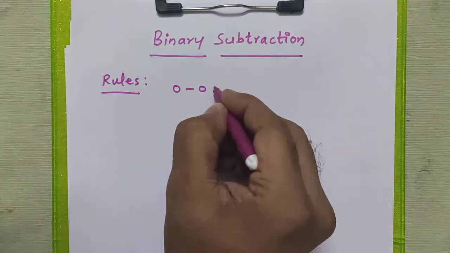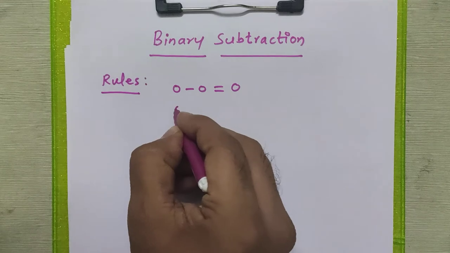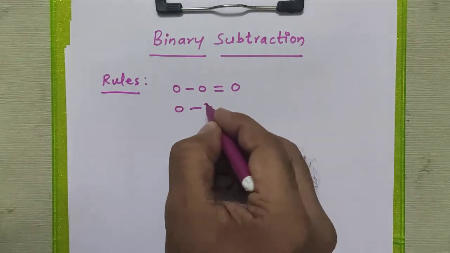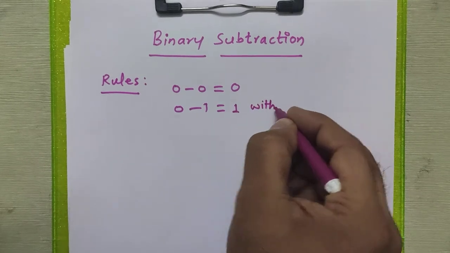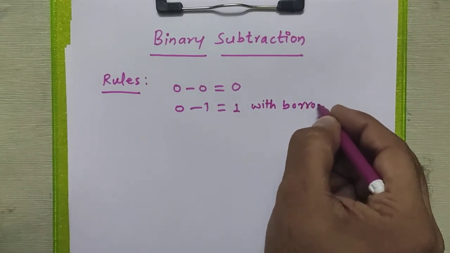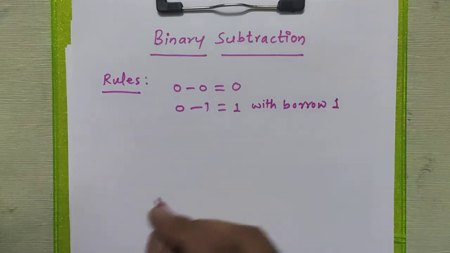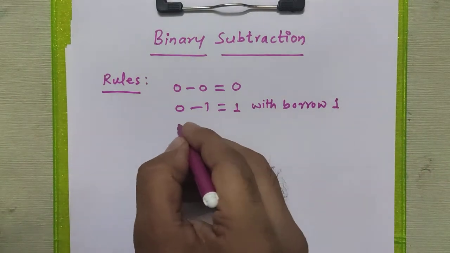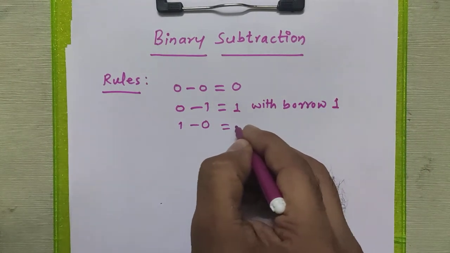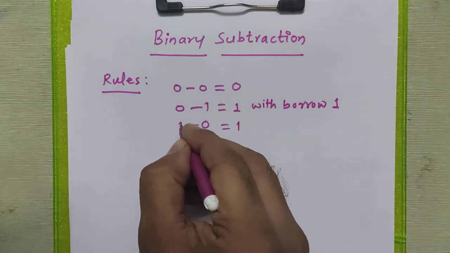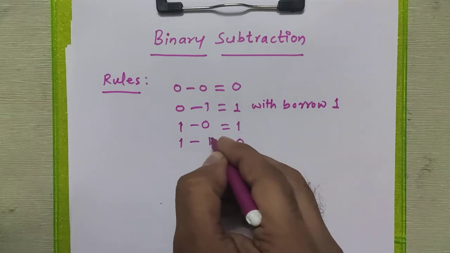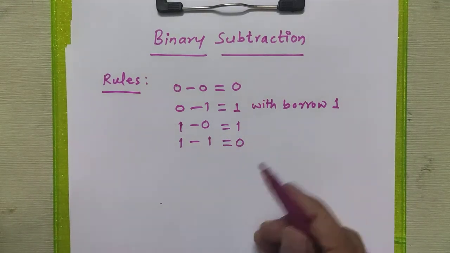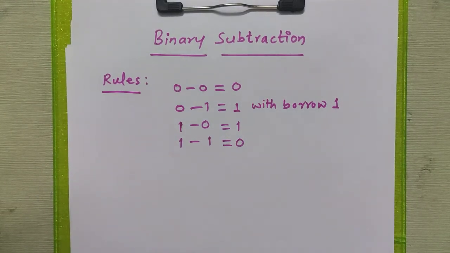0 minus 0 is 0. 0 minus 1 is equal to 1 with borrow 1. 1 minus 0 is 1. 1 minus 1 is equal to 0. So these are the four rules that we have to remember while performing binary subtraction.